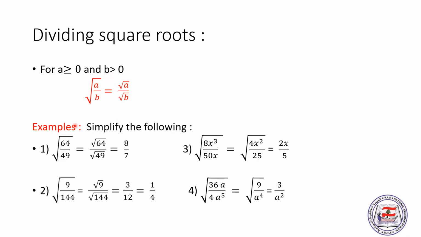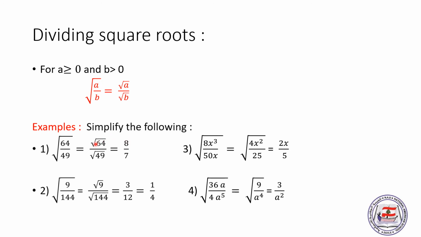Examples. To simplify the following fractions, first, we have radical of 64 over 49. We can write it as square root of 64 over square root of 49, as the property states. Then, since 64 is a perfect square of 8, we can directly write 8, or you can use the prime decomposition in order to get 8.